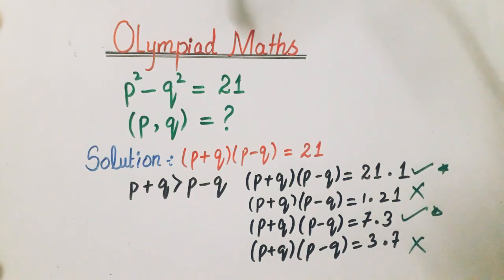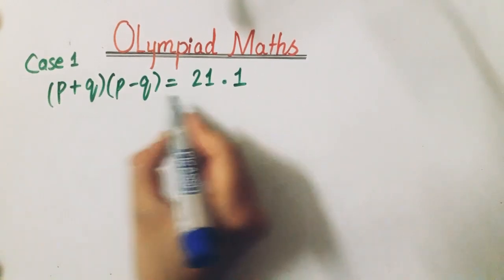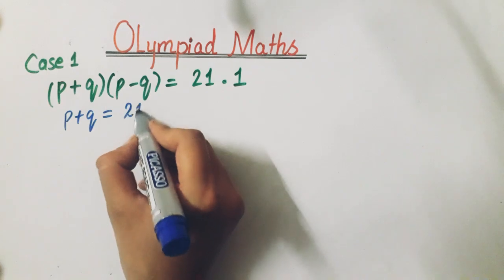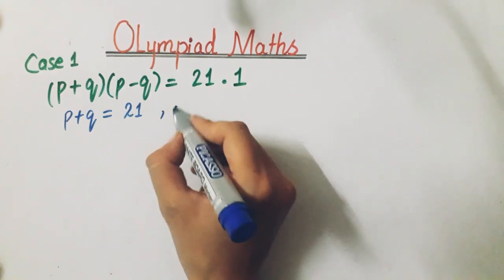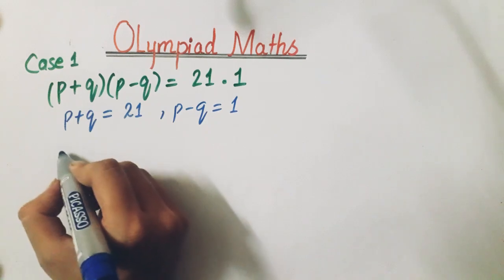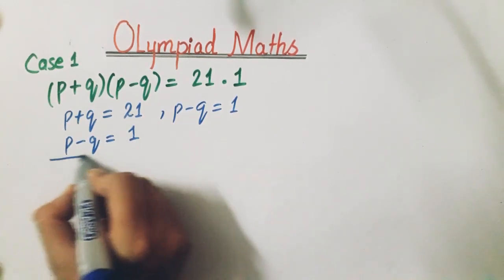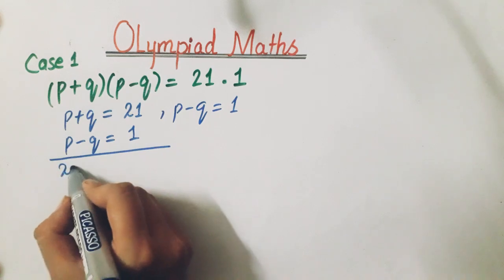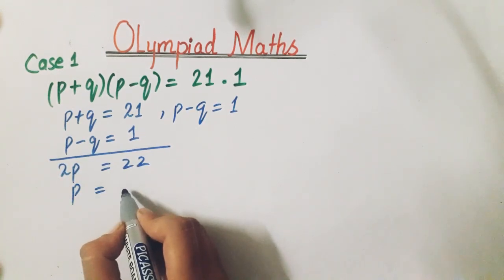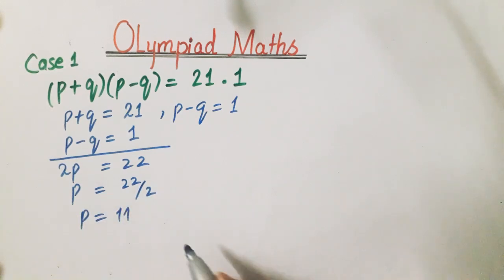So first we take case 1. Now we have p plus q equals 21 and p minus q equals 1. We will add both of them to get 2p equals 22, and p equals 22 by 2, which means p equals 11.